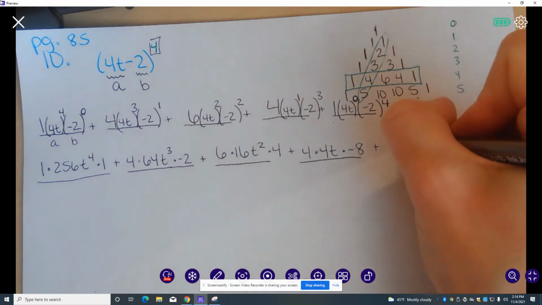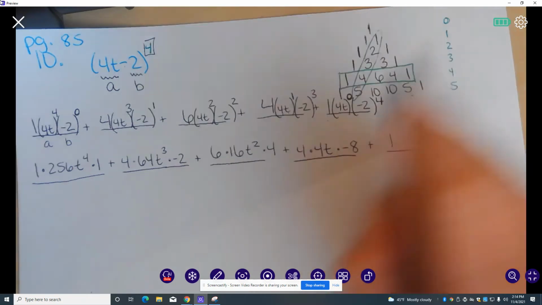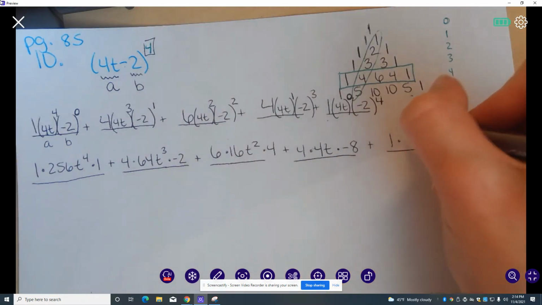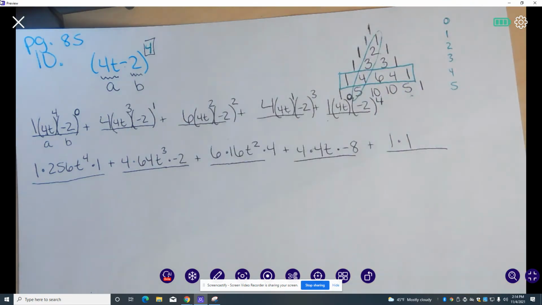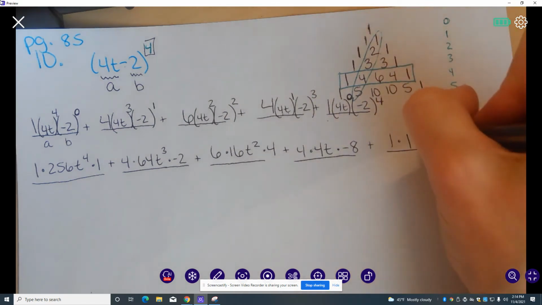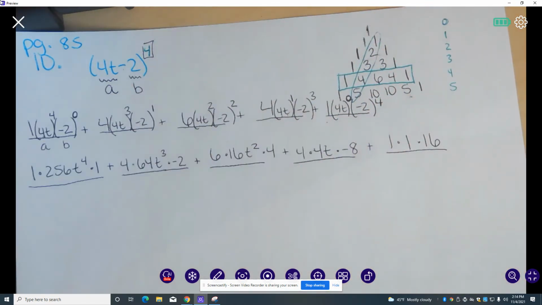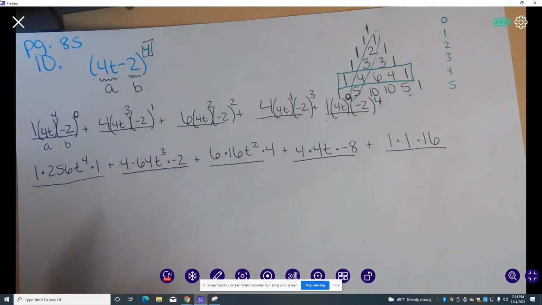I'm going to leave the 1. 4 to the 0 power is just 1, and t to the 0 power is just 1. Anything to the 0 power is 1, remember? And -2 to the 4th power is 16. Okay. And so for the last step here, I'm just going to multiply this through and simplify everything.